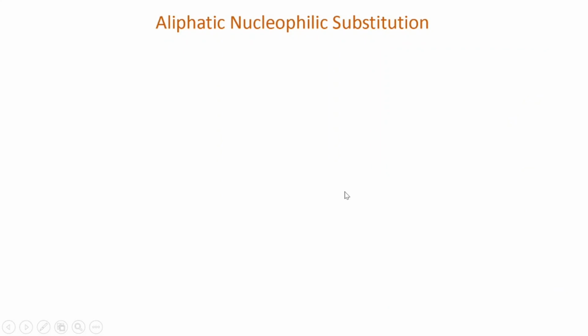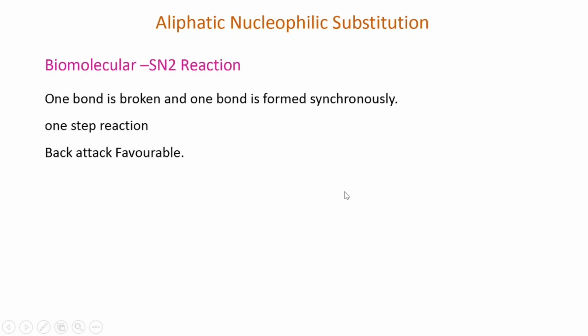The aliphatic nucleophilic substitution reaction is further divided into two types. First one is bimolecular, that is SN2 reaction, and second one is unimolecular, that is SN1 reaction. So we will first see the bimolecular SN2 reaction. The reaction in which one bond is broken and one bond is formed synchronously is called SN2 reaction.